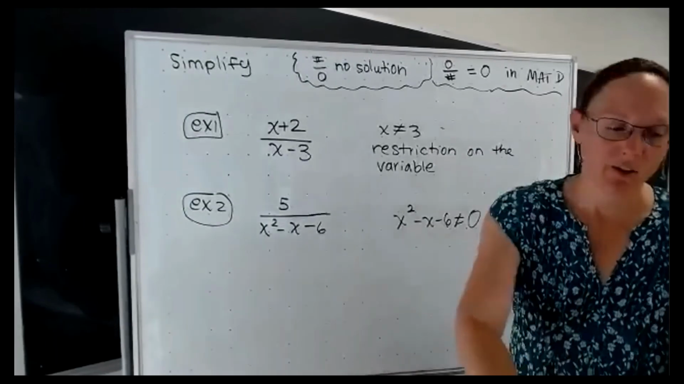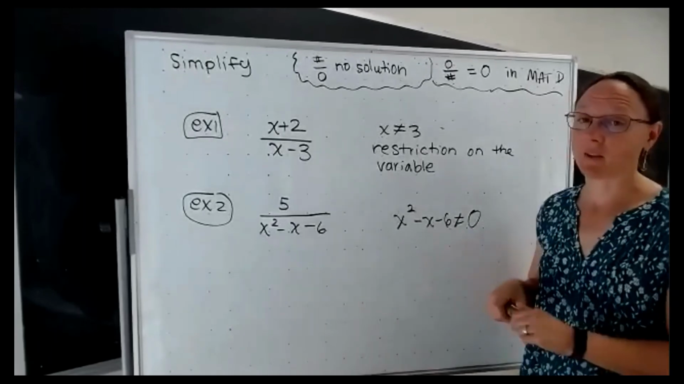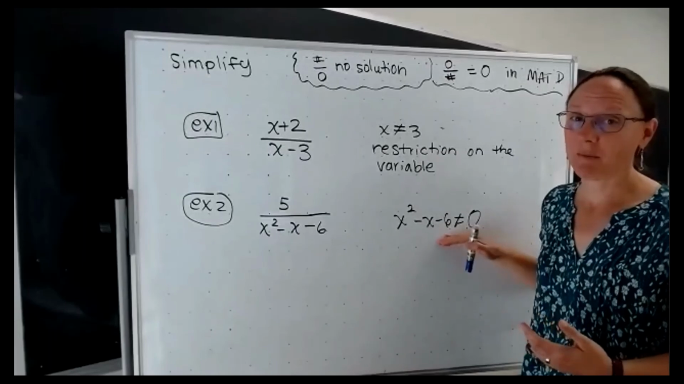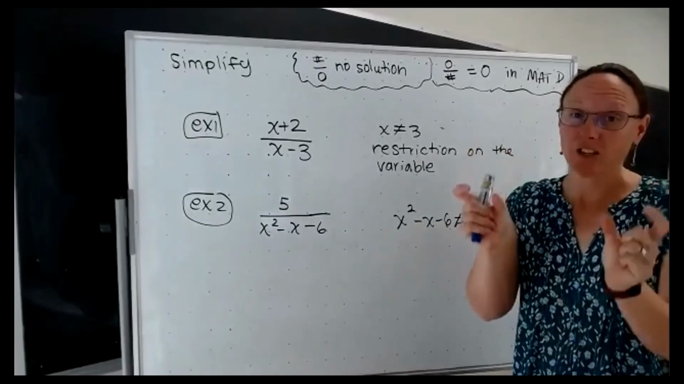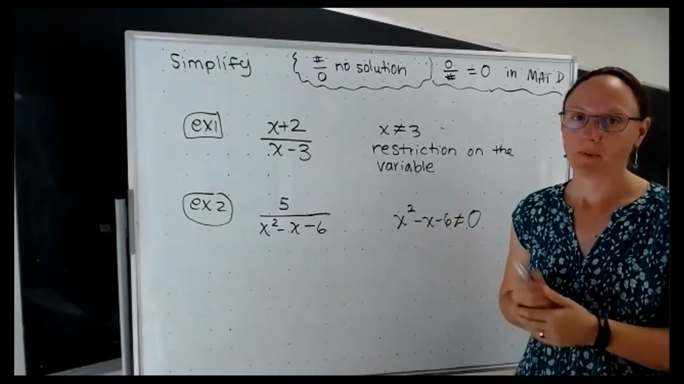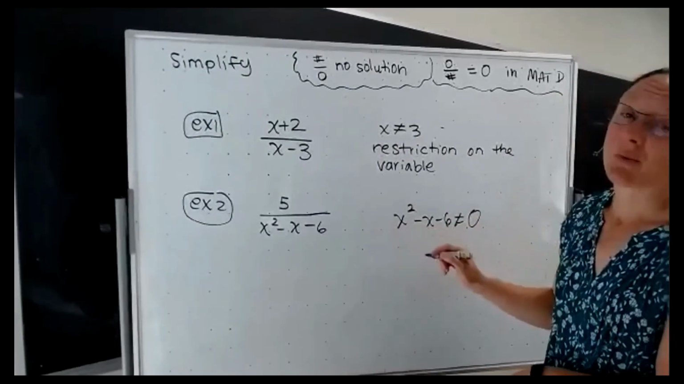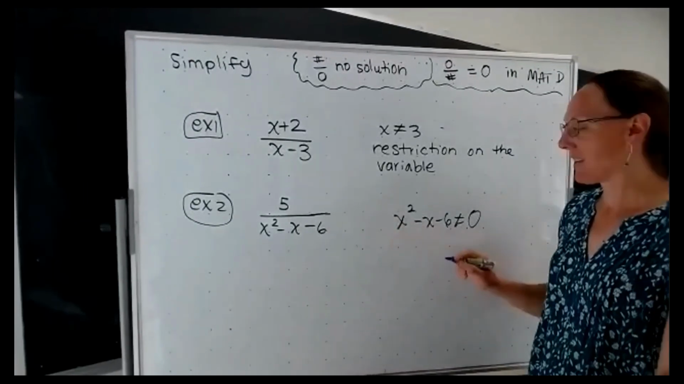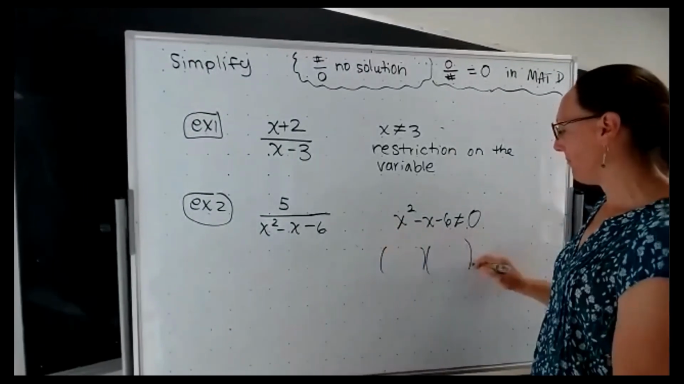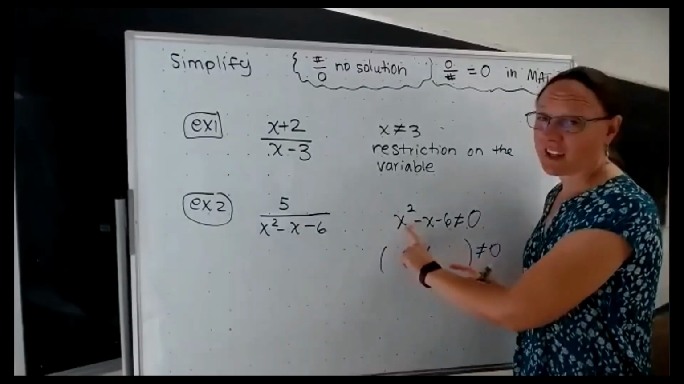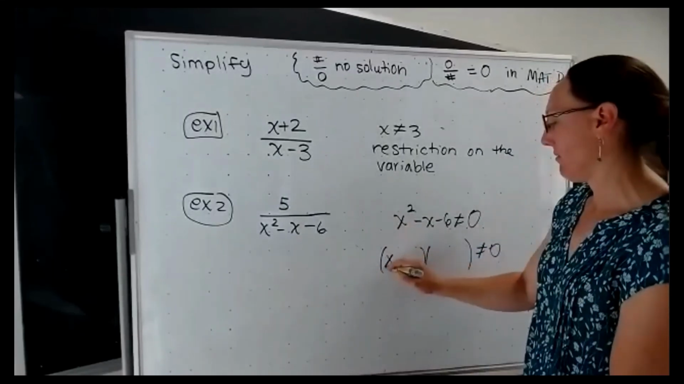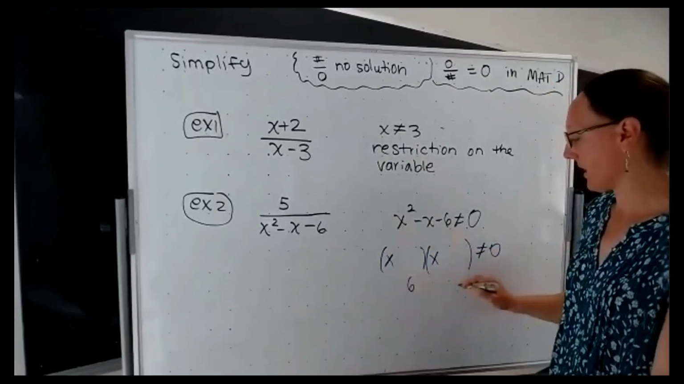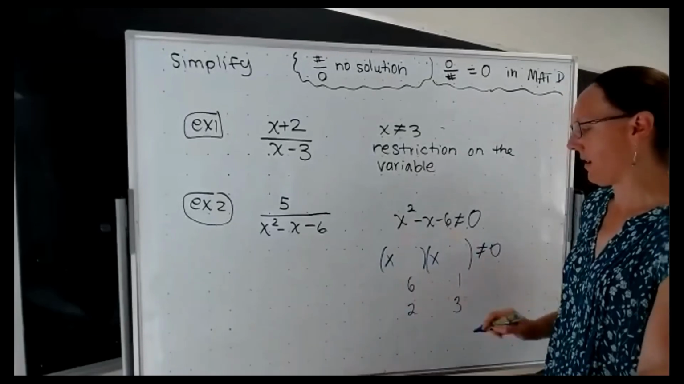So if I'm asked to find the restrictions on the variable and I have some sort of quadratic term like this, the goal would be to solve this thing by factoring so that I'm setting each of the factors equal to 0. That's why I said we got a lot of factoring in our future today. So x squared minus x minus 6, if I go to factor that, I know that to get the x squared, I need an x and an x. And then to get that 6, I'm thinking about the factors of 6. So I can have 6 and 1, 2 and 3.